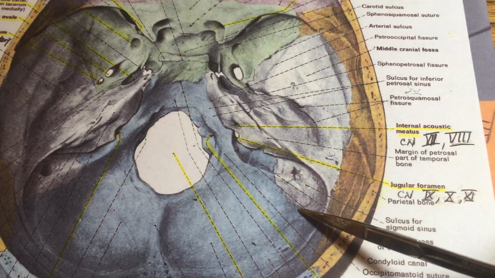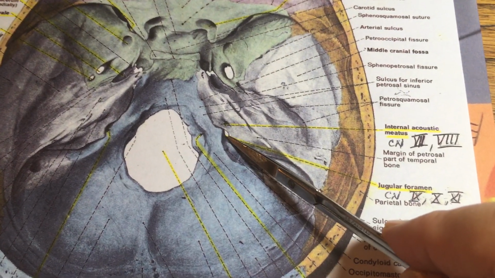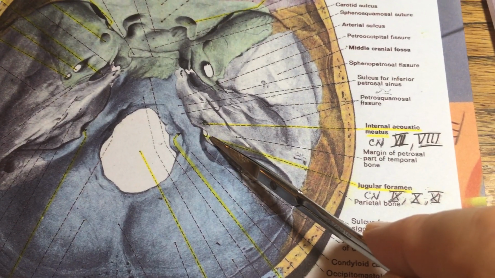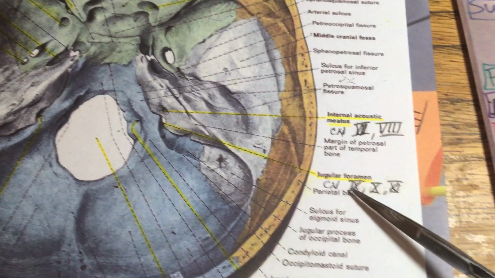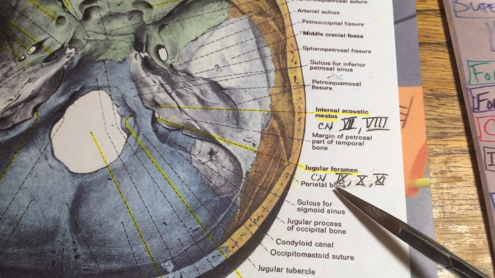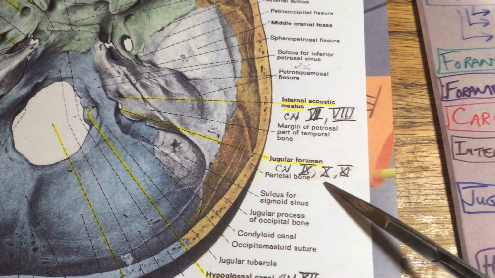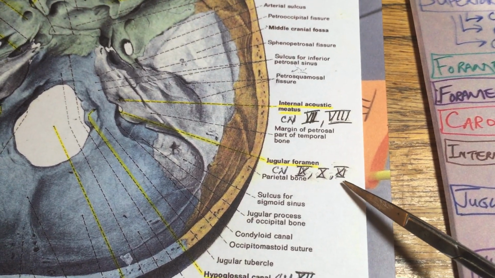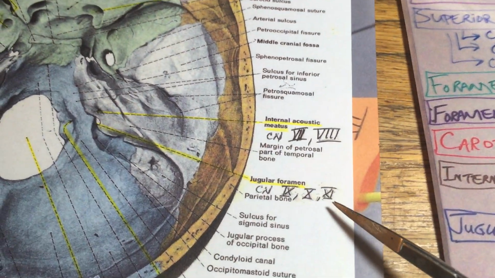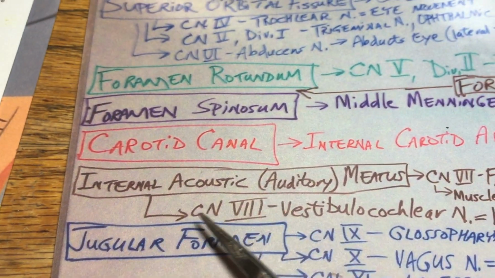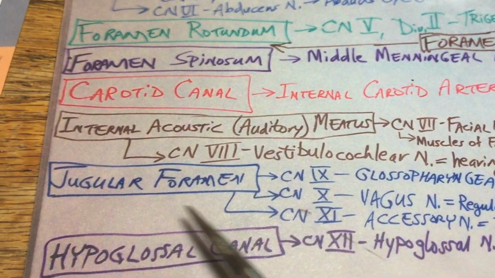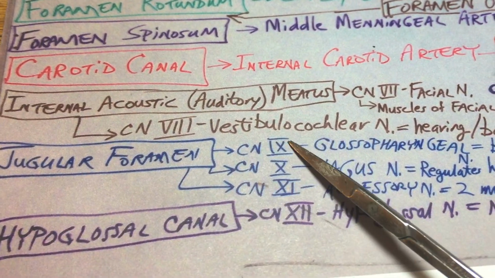Then we have 9, 10, and 11. 9, 10, and 11 go through this opening. It's a rather big opening, actually. It's between 2 bones, and it's got 9, 10, and 11. And this is going to be glossopharyngeal, vagus, and the accessory nerve. Okay, let's take a look here. We just did the internal auditory meatus. Here's the jugular foramen, 9, 10, and 11.